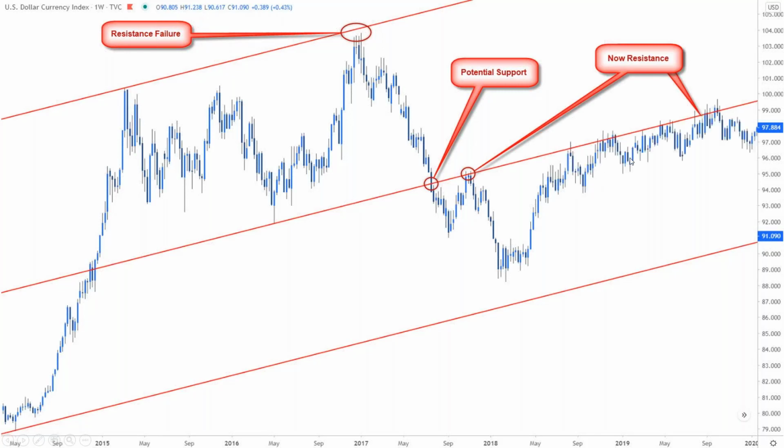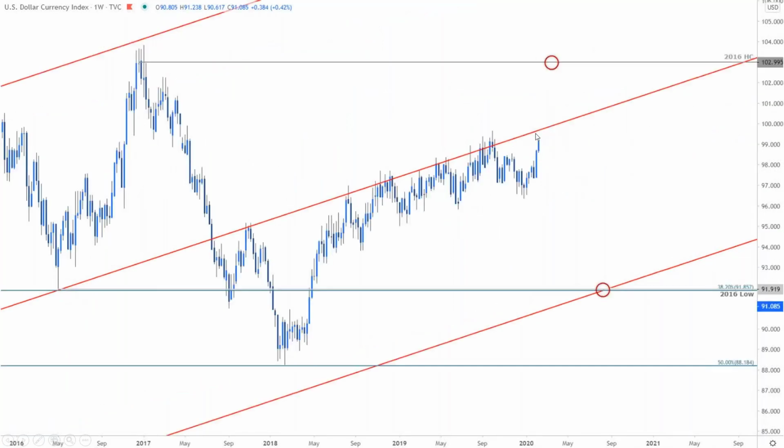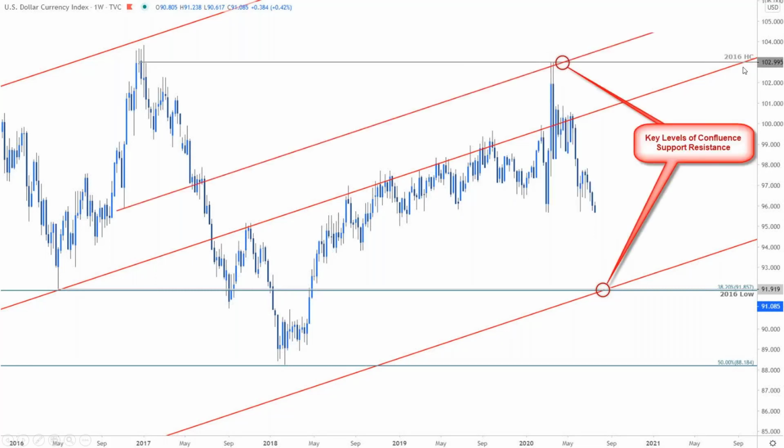It continued to hold, and hold, and hold before finally making a move on the breakout into 2020. Where did it fail? Again, you can't make this stuff up. 2016 high close, okay? A little bit different of an animal, not just the high day close, but the high close, which was a little bit higher than the actual high day close, was right there at 102.99. That's exactly where the COVID rally failed.